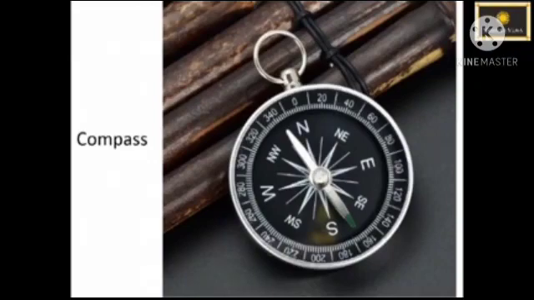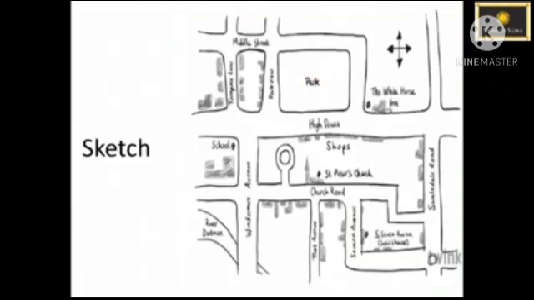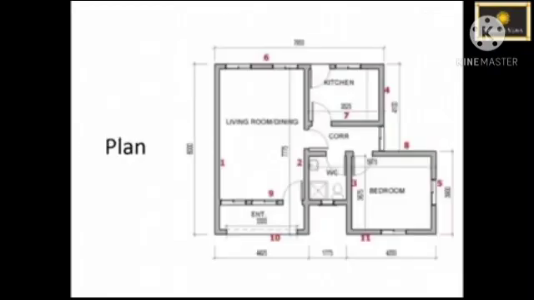Sketch. A drawing based on a memory is called a sketch. It is not made to scale. A sketch map is useful when you need to show directions to your house to your friend. Plan. Drawing of a small area on a large scale is called a plan. Architects usually make plans to show the layout of the house.